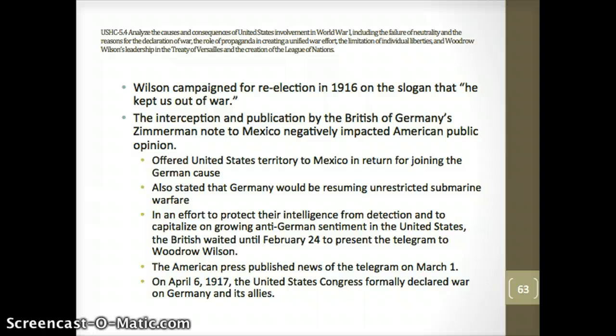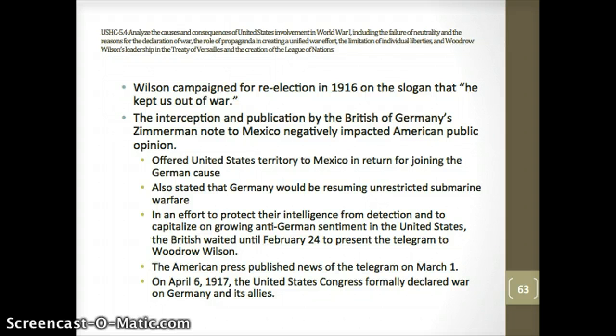One thing that's going to happen is that the British are going to intercept a German telegram called the Zimmermann Note. And the Zimmermann Note was written to Mexico, which said that if Mexico helped Germany, then Germany would help Mexico get all of their land back that the U.S. took from them. That would be like Arizona, New Mexico, California, Texas.